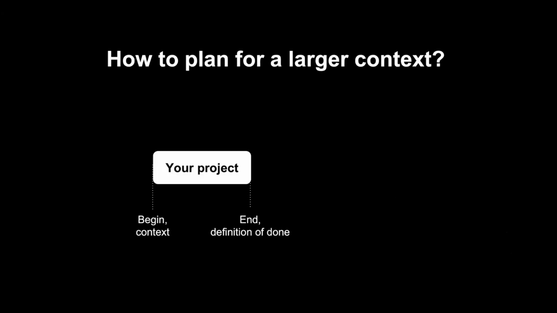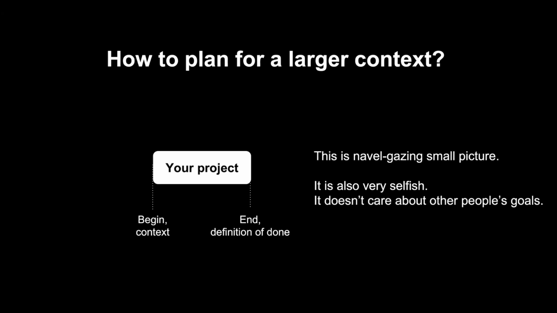So let's see, how do you plan for a large context, keeping it simple? Let's say there's a project of yours. It has a beginning, you understand the context, then you do the project, then it's done. It's defined by done: a deadline, you run out of money, whatever. Now, if this is the way you try to understand your project, it's a little bit limited. I would call it navel-gazing, small picture. You're just concerned about your project. You don't really care where it came from. You don't really care what's going to happen afterwards. You could call it a little bit selfish as well.